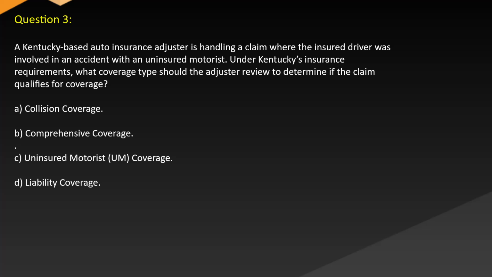Question 3. A Kentucky-based auto insurance adjuster is handling a claim where the insured driver was involved in an accident with an uninsured motorist. Under Kentucky's insurance requirements, what coverage type should the adjuster review to determine if the claim qualifies for coverage? A. Collision coverage. B. Comprehensive coverage. C. Uninsured motorist coverage. D. Liability coverage.